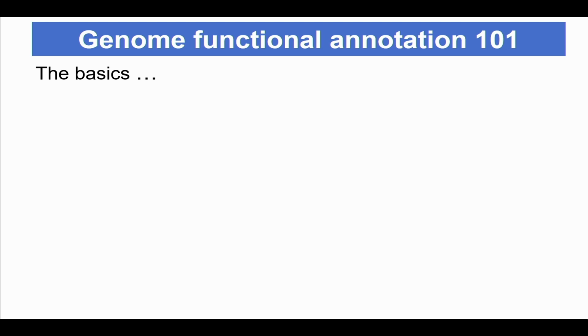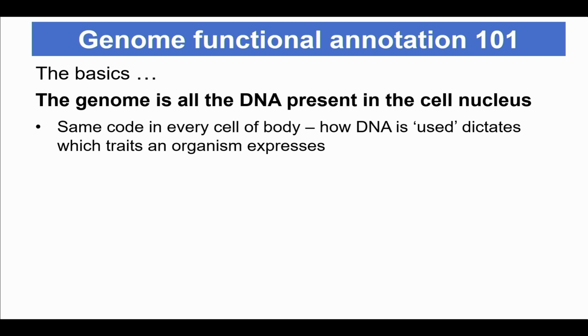Again, apologies to those who have seen many slides like this. But the basics, then, we need to define the genome being all of the DNA that's present in the nucleus of each cell. And as has been very clearly emphasized in this meeting already, this is the same genetic code in every cell. And with functional annotation, what we're interested in is understanding how that DNA is being used, which is dictating actually the traits that an organism will express, both at the molecular level and then in terms of the higher traits we're actually interested in aquaculture.